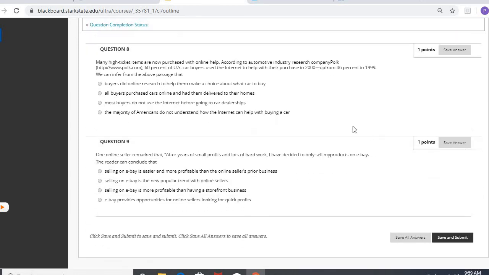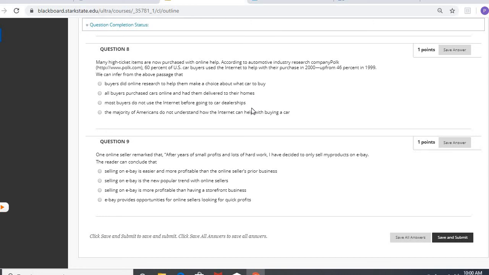Question 8, many high-ticket items are now purchased with online help. According to automotive industry research company Polk, 60% of U.S. car buyers used the internet to help with their purchase in 2000, up from 46% in 1999. We can infer from the passage that if we look at our choices, I like this one, all buyers purchased cars online and had them delivered to their homes. That's not in there anywhere.